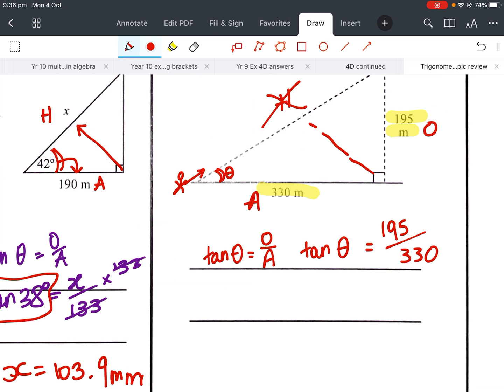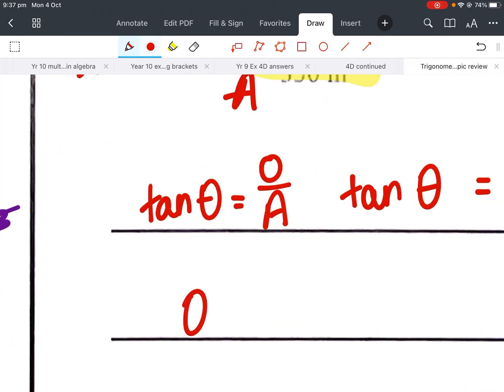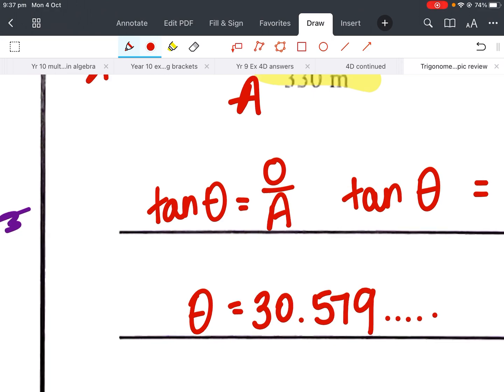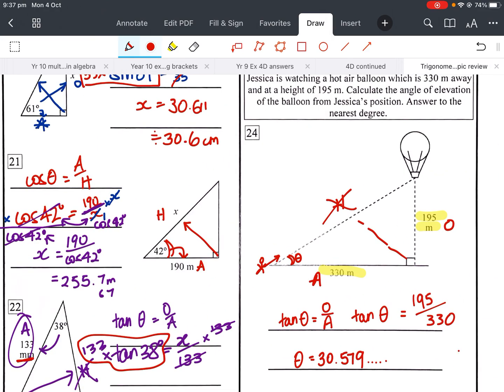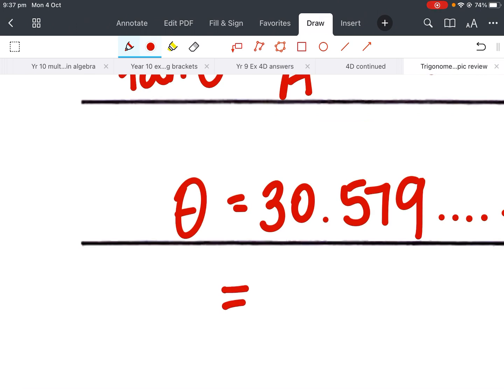So there's my working out. Remember, we're finding an angle, so we're going to press shift or second function, tan. 195 divided by, your fraction key is fine, 330. Close the brackets if your calculator opened them, equals. I get 30.579, theta equals 30.579 and so on. Let's just read the question again. It says to the nearest degree, so let's round that to the nearest whole number. 30.5 rounds to 31. There you go.